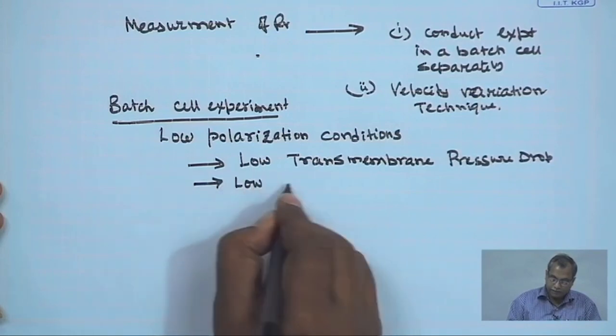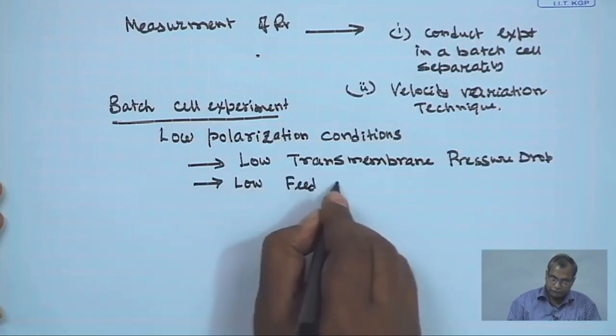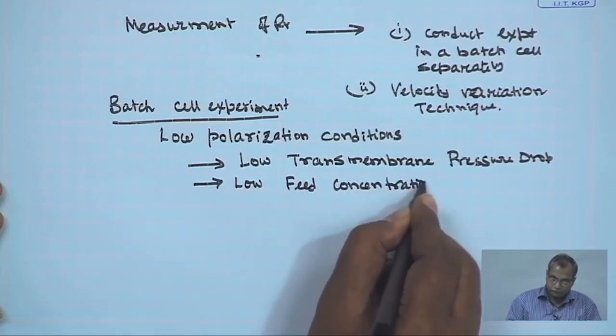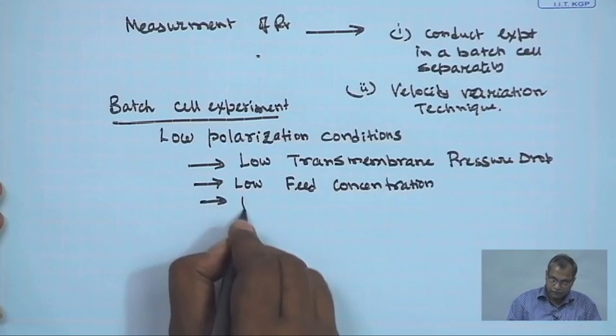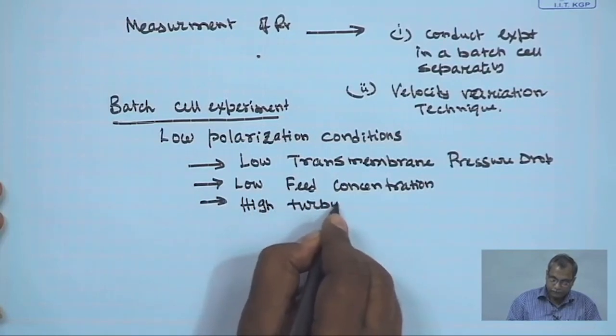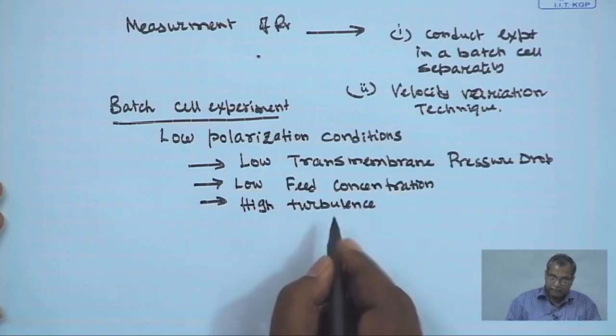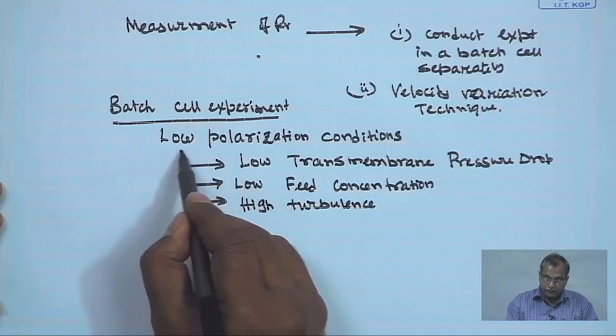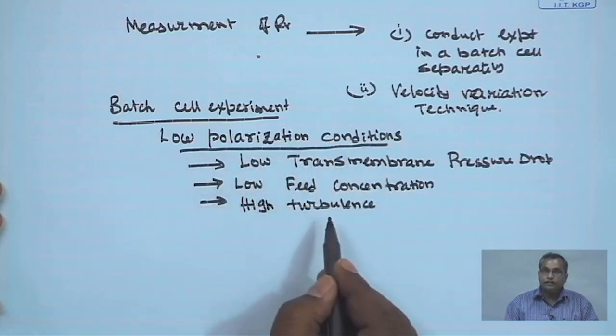Low feed concentration and high turbulence. These three conditions are known as the low polarization conditions. What do you mean by the low polarization condition?